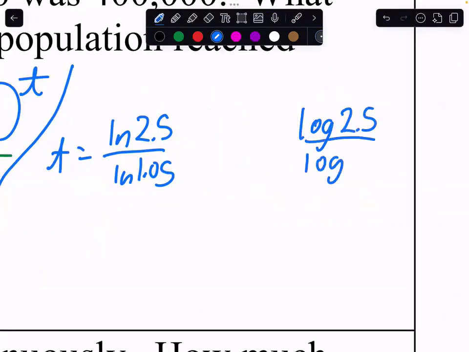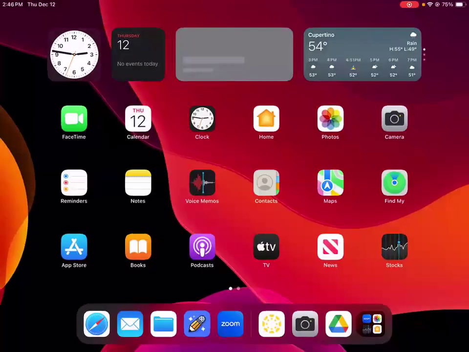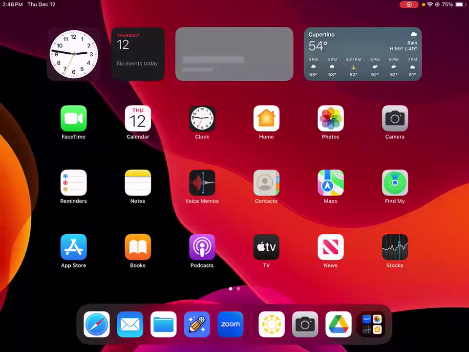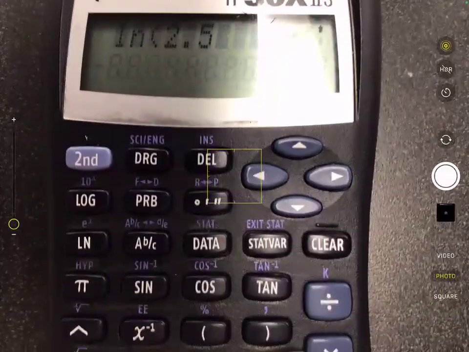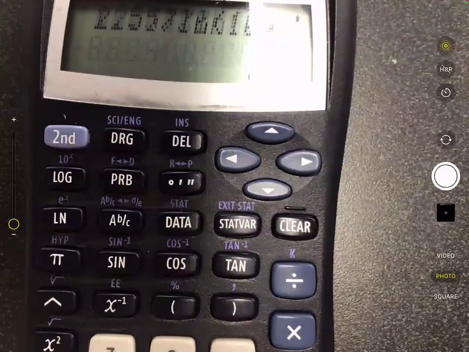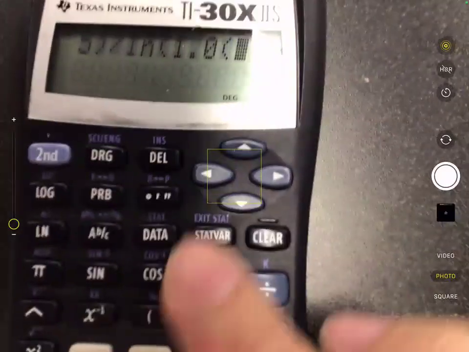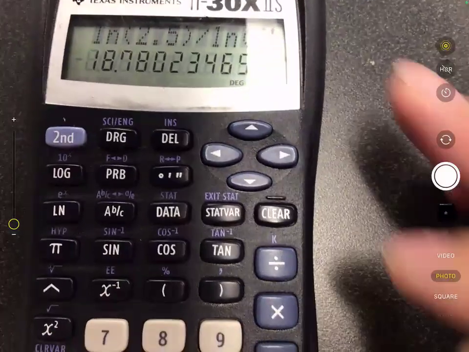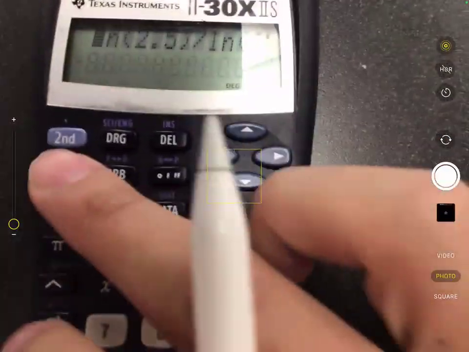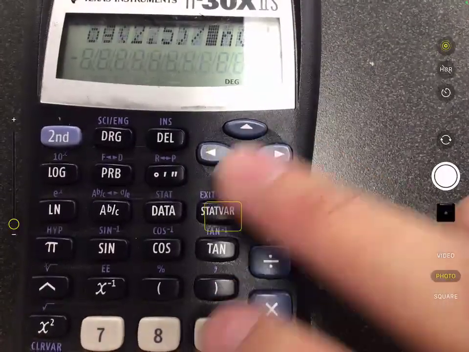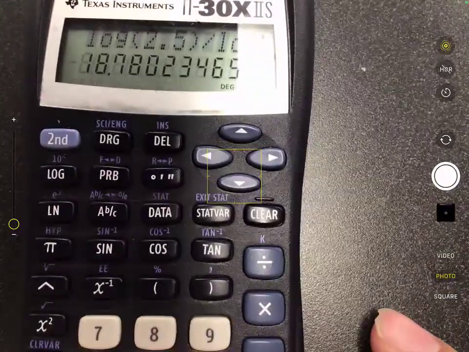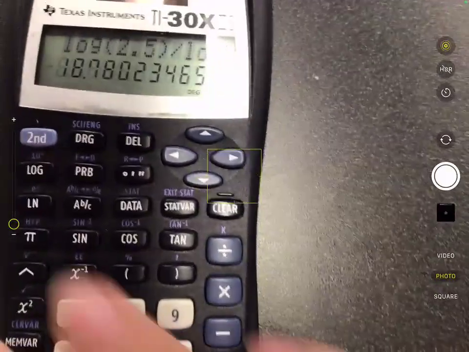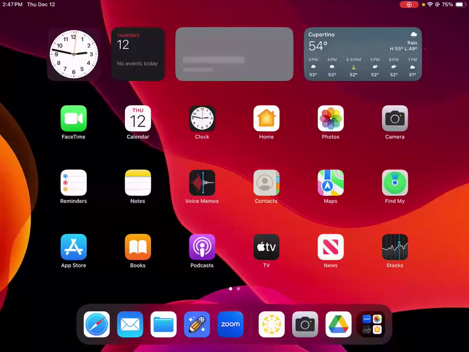Okay, so I'm sure some of you got this instead, right? You did log of both sides instead of natural log. Let's see if it makes a difference. Natural log 2.5 divided by natural log 1.05. Okay, so 18.78. What if instead of natural log, I did regular log? Exact same number. Okay, so it doesn't matter which type of log you use.